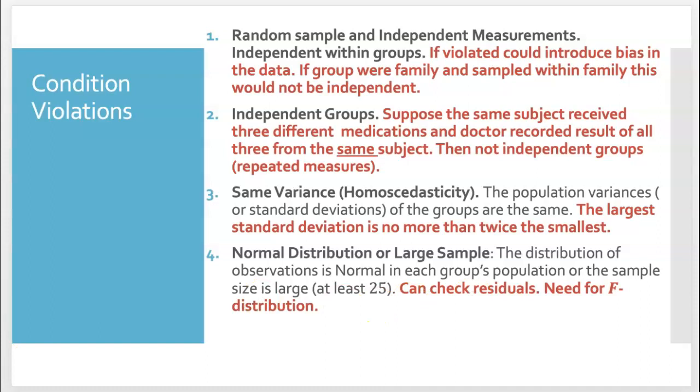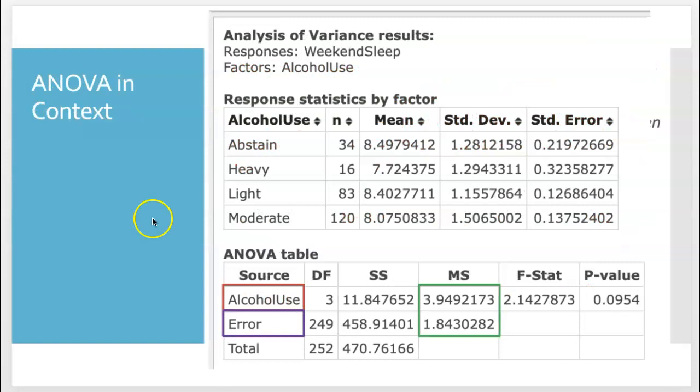Okay, so just to go back to the output of our original example. Now we can look at everything. The first thing is we look at the sample size within each group: 34, 16, 83, 120. All of these are greater than or equal to 25 with the exception of 16. So we have to safely assume that the population of sleep within the heavy alcohol users comes from a normal distribution. One thing we can do is look at the residual plot.